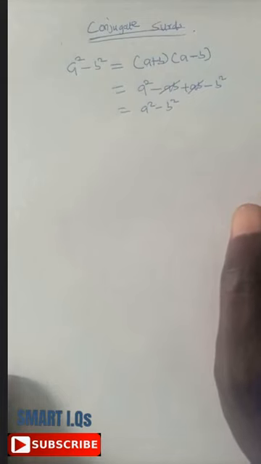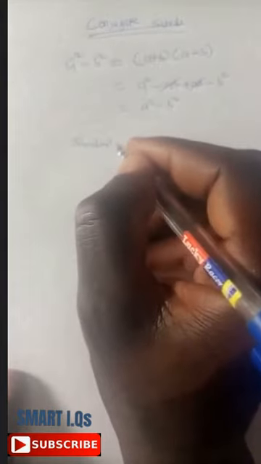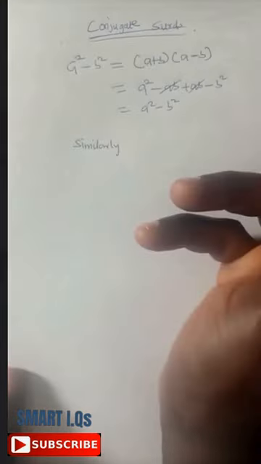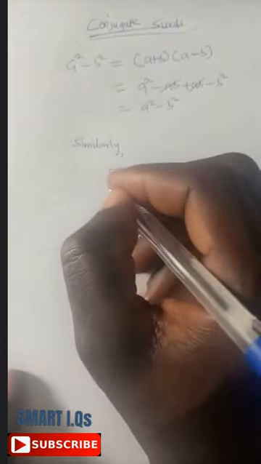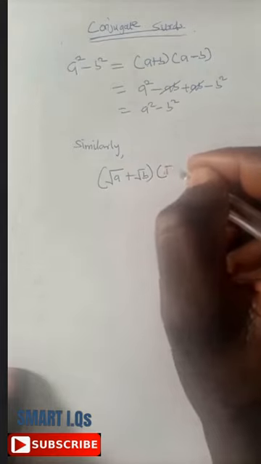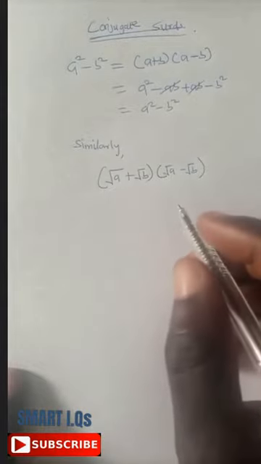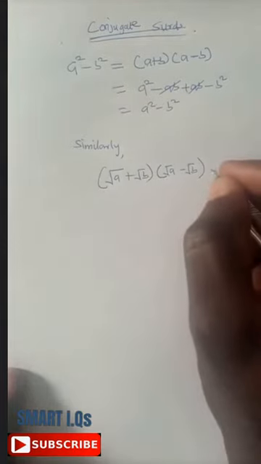Now if we have something similar, in the same way, let's say we have the square root of a plus the square root of b, multiplied by the square root of a minus the square root of b. So let's expand this.